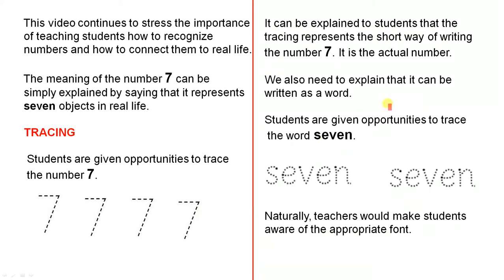It can be explained to students that the tracing represents the short way of writing the number 7. It is the actual number. We also need to explain that it can be written as a word. Students are given opportunities to trace the word 7. Just like that, but you can give them many more examples. Naturally, teachers would make students aware of the appropriate font.